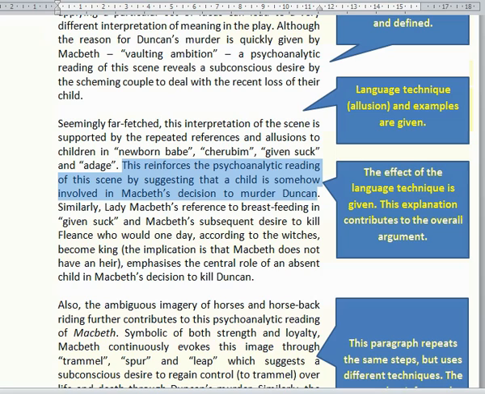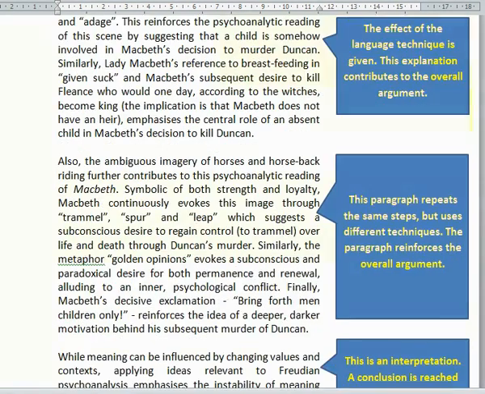Similarly, I'm doing the same thing again. "Lady Macbeth's reference to breastfeeding in 'give suck,' and Macbeth's subsequent desire to kill Fleance, who would one day, according to the witches, become king. The implication is that Macbeth does not have an heir, emphasizes the central role of an absent child in Macbeth's decision to kill Duncan." So that's all part of the effect of this reference to children. Next paragraph, you'll notice I'll do exactly the same thing, except I will reinforce my argument by providing more evidence.